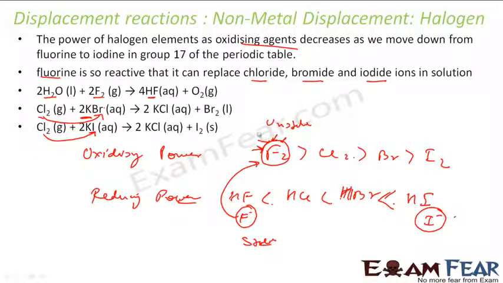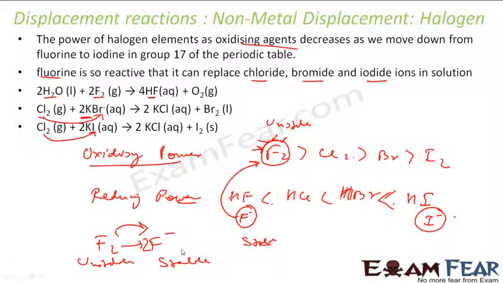Hope you understand this. See, F2 is a very unstable state. It always wants to go from F2 to F minus. This is stable and this is unstable. So F2 will immediately want to go to F minus, that is, it will want to reduce itself. That is, it has a very strong oxidizing power. When you talk of F minus, that is HF, it will not want to go to the unstable state of F2, so it will have very weak reducing power.